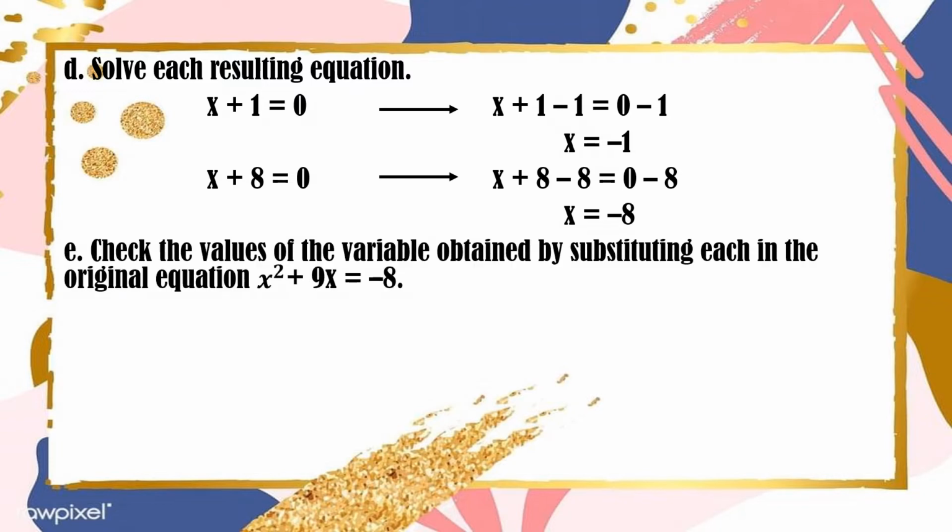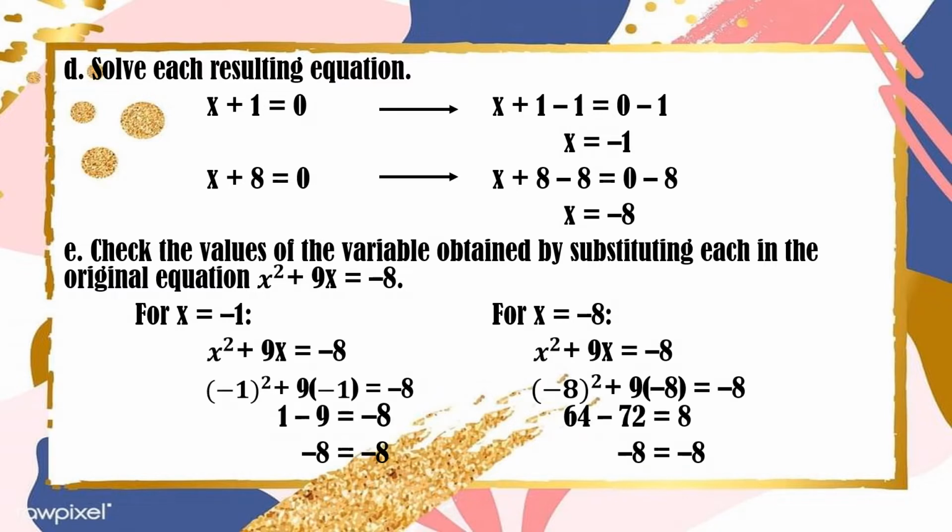E. Check the values of the variable obtained by substituting each in the original equation x squared plus 9x equals negative 8. If we use x equals negative 1, we substitute negative 1 to the variable x, and it will become the quantity of negative 1 squared plus 9 times the quantity of negative 1 equals negative 8.